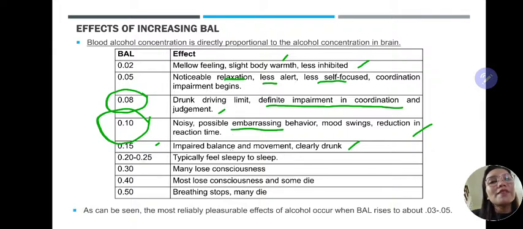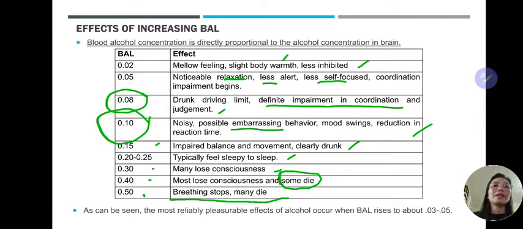0.20 to 0.25, typically feel sleepy to sleep. So, nakakatulog na minsan. Depende pa rin sa reaction ng katawan. Iba-iba yung mga tao, hindi lahat nagiging ganun yung reaction. Yung iba, at 0.30, nawawala ng malay. And sometimes, at 0.40 BAL, namamatay na yung tao. Depende sa reaction ng katawan. Ganon din sa 0.50, humihinto na yung paghinga and eventually die.